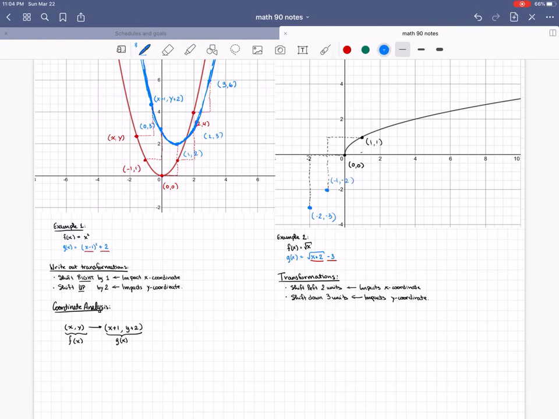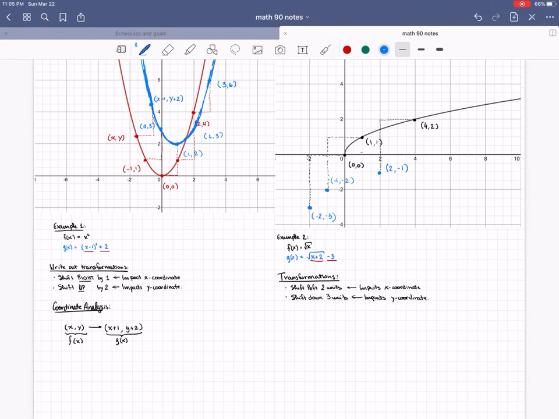Let's do one more point. You remember how we were saying that with the square root, looking at perfect squares will get you nice points. So here's a point, the point (4, 2). Same thing. We're going to go left 2 and then down 3. So there it is, and that's the point (2, -1).